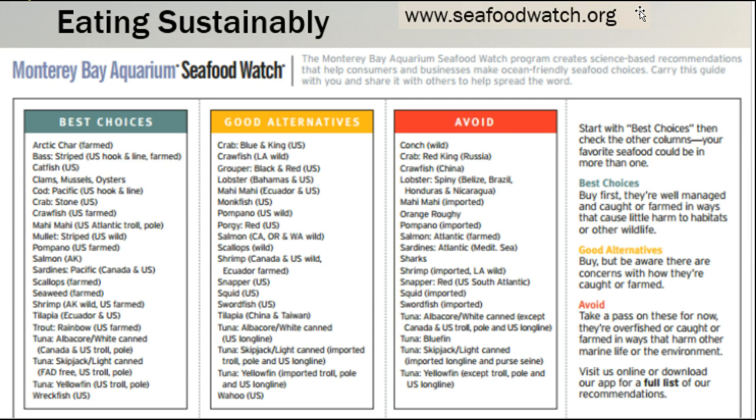This is their website there. And it tells you, okay, these are the ones that are most sustainably harvested. These are not bad either. You want to try to avoid these ones because these are not harvested sustainably in most places in the world.